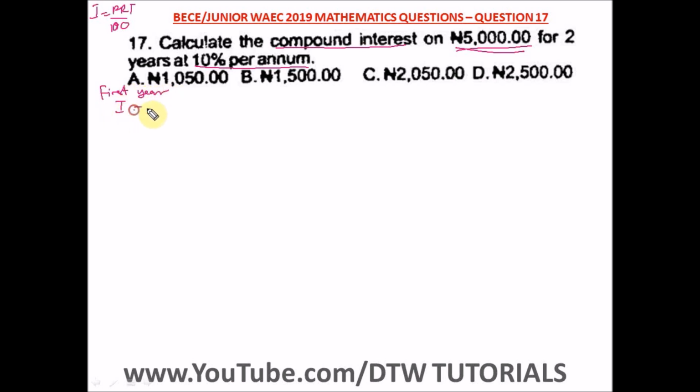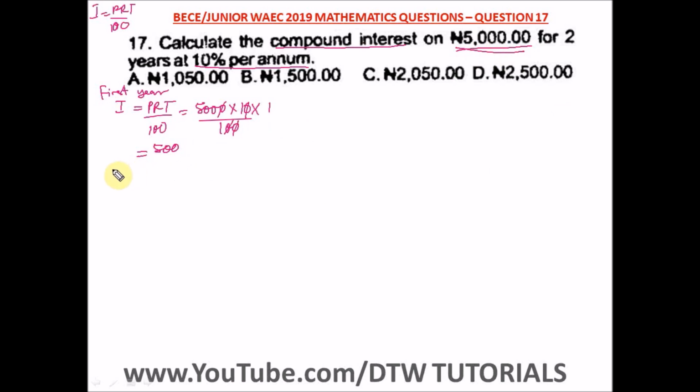So our interest for the first year is equal to PRT over 100. That is our first principal, which is 5,000 naira, times our rate, 10, times 1, divided by 100. This 0 cancels out this 0, this 0 cancels out this 0. So our first interest is 500 naira. So we're going to add this first interest to the first principal and make that the principal of the second year.